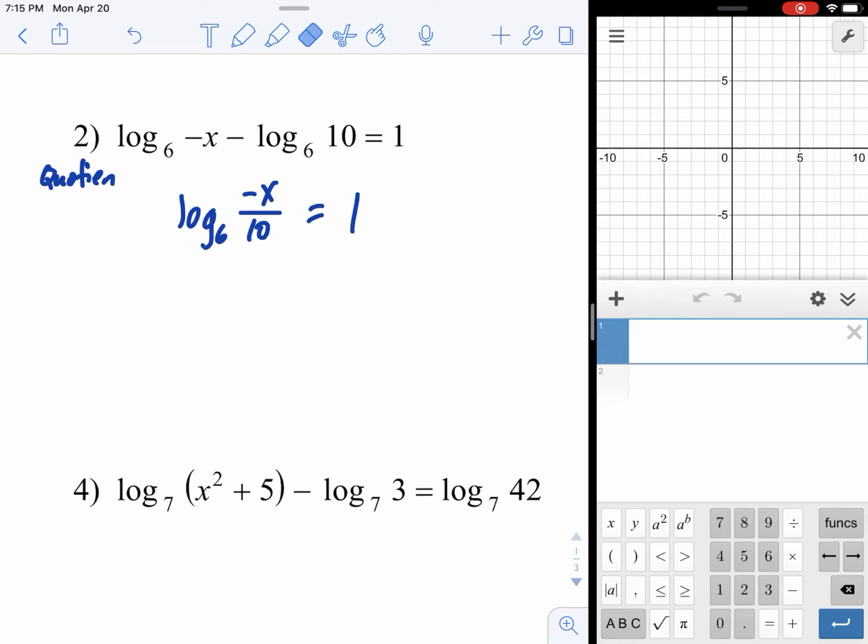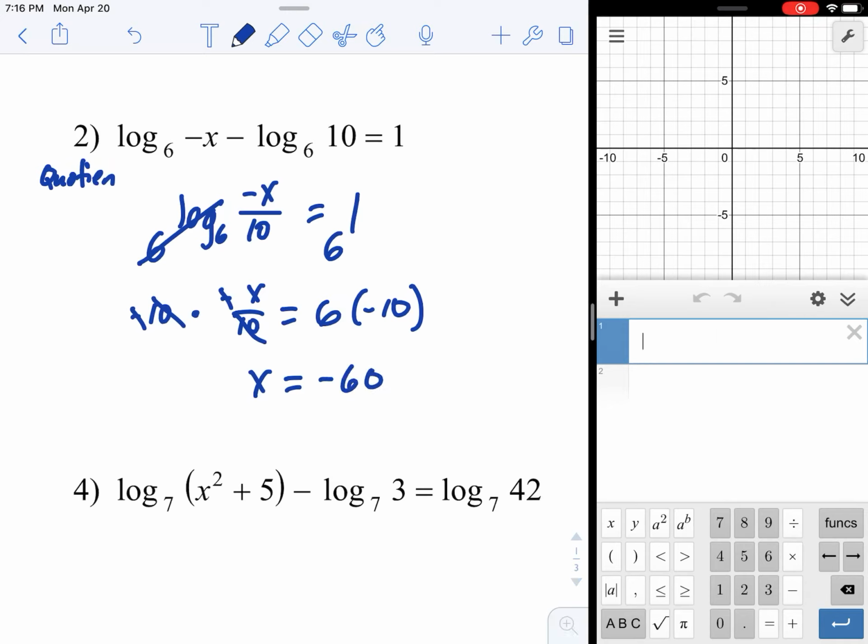1. So we condense the logarithmic expression on the left, and then we can do that process that I call dropping a base. Drop a base 6 here, it cancels out the logarithm. You get negative x over 10 equals 6 to the first power. 6 to the first power is still just 6. Now to isolate x, we can do a neat little trick where we just multiply both sides by negative 10. Multiplying by 10 cancels out the division by 10, and then the two negatives cancel each other out, and you get x equals negative 60, and that should be the answer.